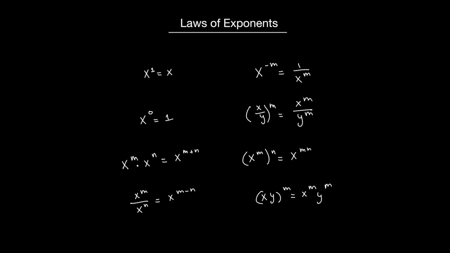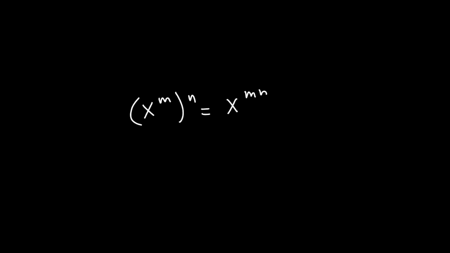The next law on the list of exponents is x to the power of m, to the power of n. This law basically states that we can raise something to a power and raise that result to a power of n to get a result of x to the power of m times n. It's always best to work with an example, so here's the next example.